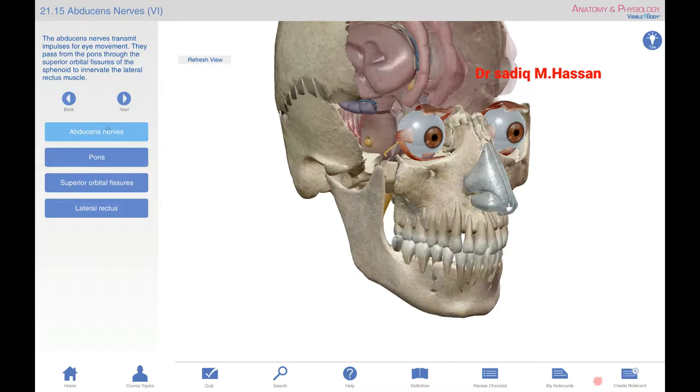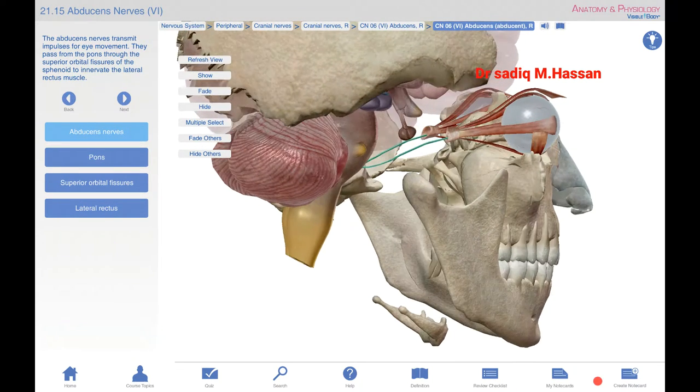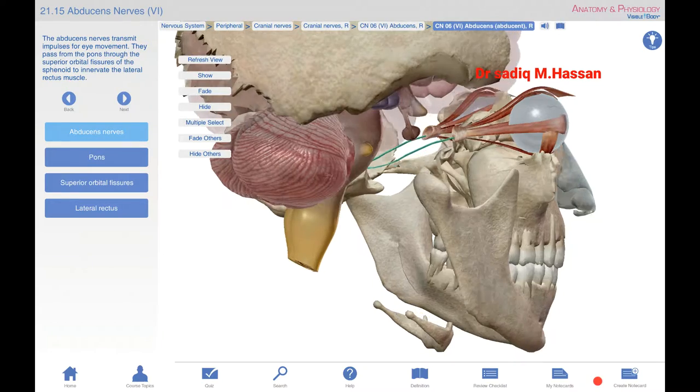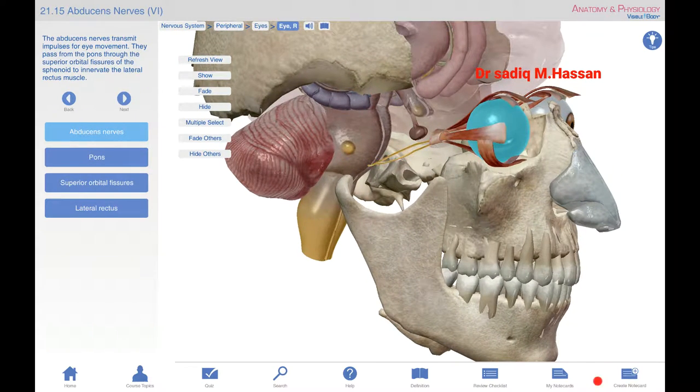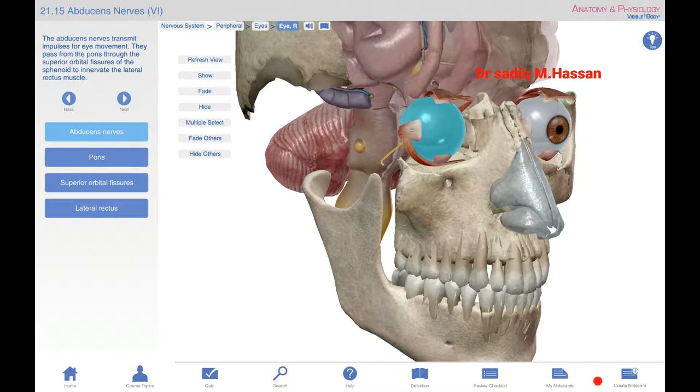So we come to the abducens nerve. This is number six. This supplies the lateral rectus muscle. Only one muscle, only one nerve. So this is the lateral rectus muscle, and this is the eyeball. It rotates the eye laterally. Yes, it comes from the bones.